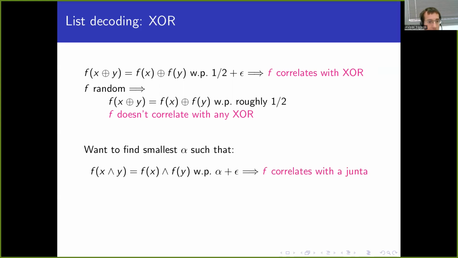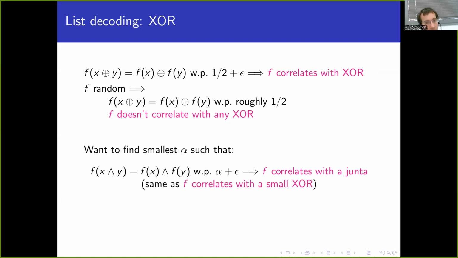So we're looking for the smallest alpha such that if we know that f of x and y is equal to f of x and f of y with probability above alpha, then f correlates with a junta. So this is very similar to what we had above. We want to find what replaces the value 1/2. Now, one thing did change. Instead of XOR, we have a junta. So you can think of a junta as a small XOR. This is roughly the same thing.